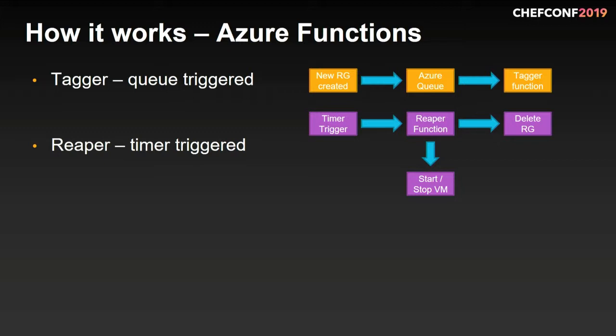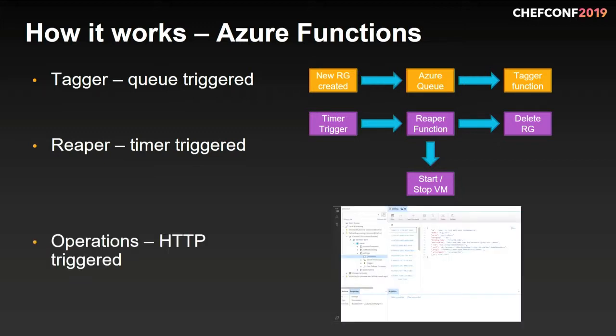If it's not expired, it will then go in and get all the VMs out of that resource group and determine if they should be running or not, and then it will start and stop them based on the time of day. So it's a timer trigger. And the third function is essentially the operations API. This is how you push in your settings and how you can update all the bits and pieces that are coming out. So that's an API into the settings.